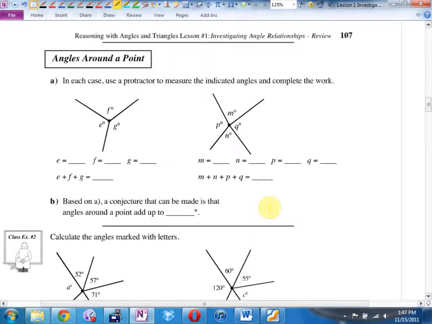So a straight line forms 180 degrees. How many degrees are there in a circle? 360. So if I start here and go all the way around, how many degrees must I have just gone through? 360 degrees? Okay. With your protractor, measure angle E, please.